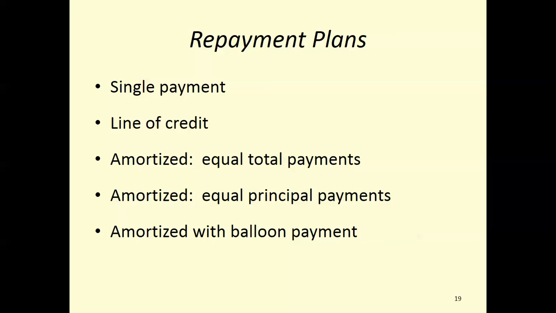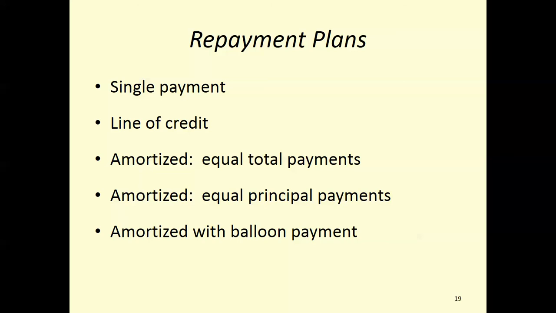An amortized loan, amortized by equal total payments, meaning every month, let's say you buy a new tractor and every year you have a $20,000 payment on that tractor. That is equal payments of principal and interest.